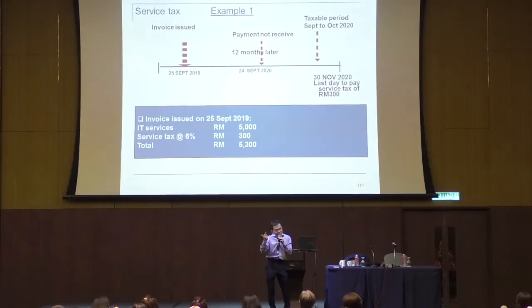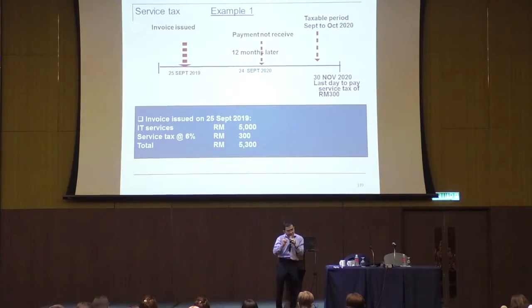September, October, when do you need to submit and pay? 30th November. So this service tax, 300 ringgit, will be due 30th November 2020. However, it's not always the case. What if I tell you September 2020 falls into the taxable period August and September? Possible? Then when is this due? 31st October. So this is if you didn't receive any payment. You still need to pay.